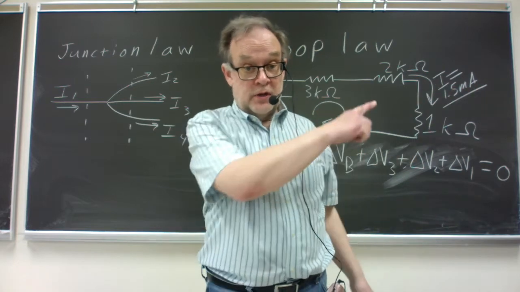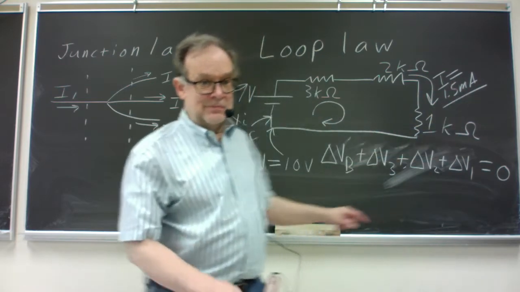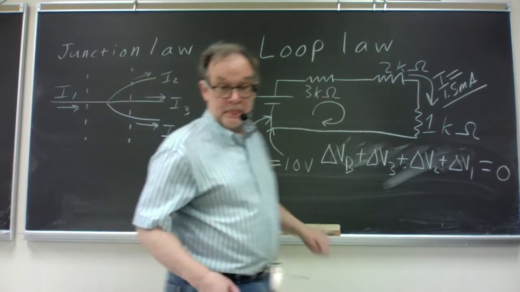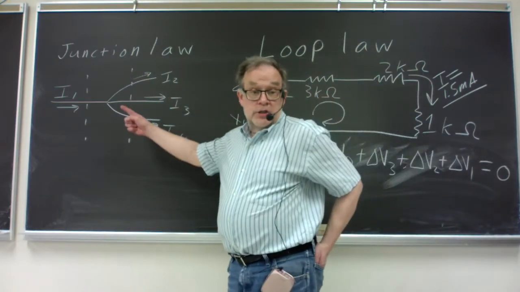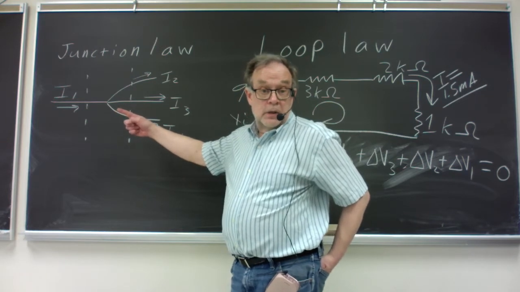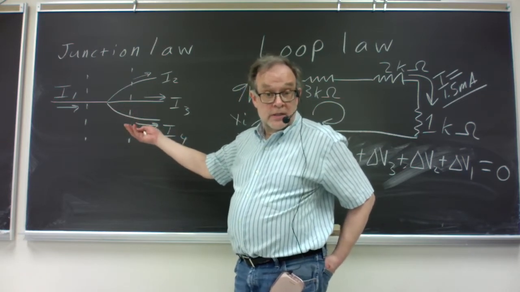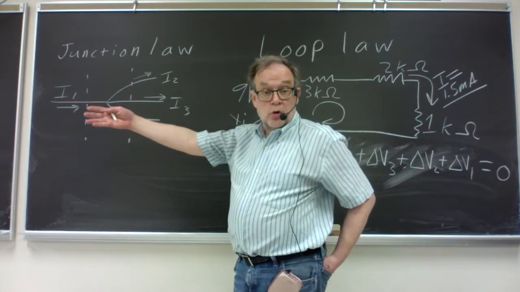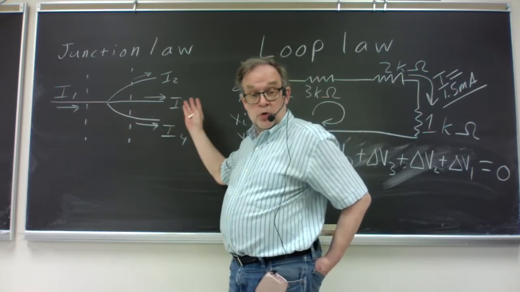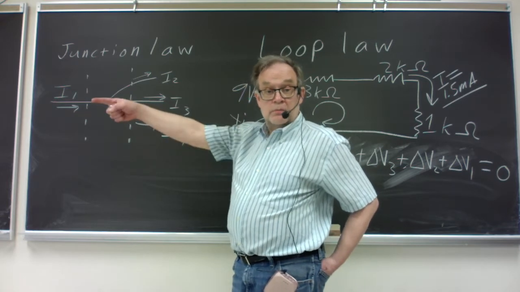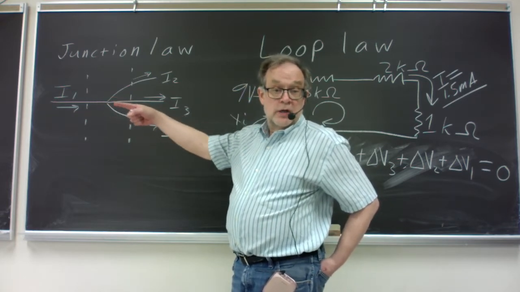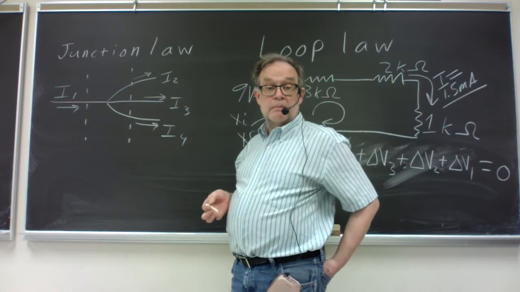There's first of all the junction law. A junction is just a place where several different currents meet. I mean, one or more currents can come into the junction, one or more currents can leave the junction. In this case, there's only a simple case with one current entering the junction, several leaving.